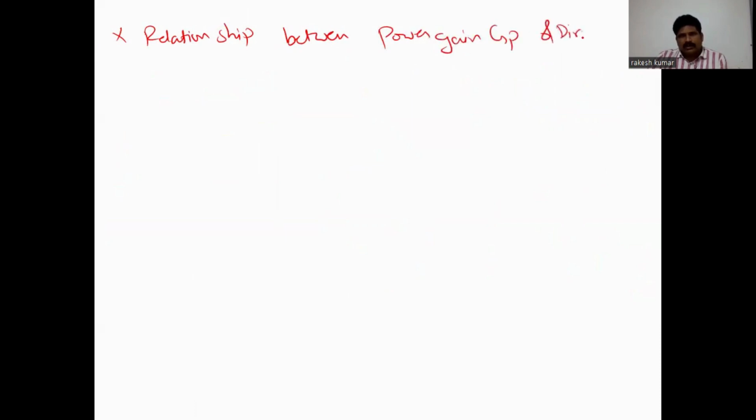Okay, now let us bring a very, very important relationship, the relationship between power gain GP and the directivity D. What is the formula for the power gain? Power gain GP is equal to U max by U average, that is P in by 4 pi. So this is the formula for power gain.